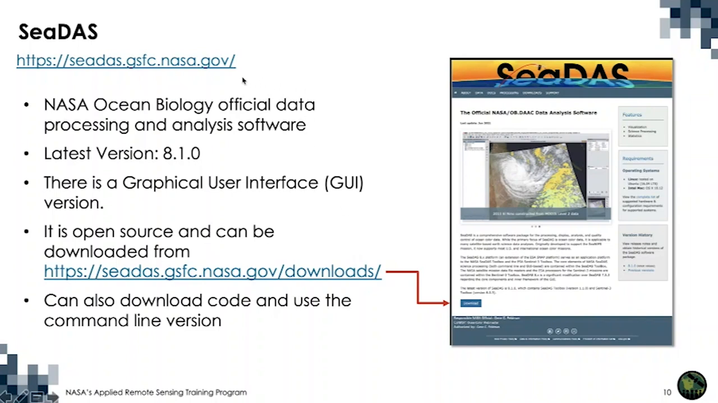So SeaDAS, here is the website with a lot of information. It's a NASA Ocean Biology Official Data Processing and Analysis Software. The recently released latest version is 8.1.0, and SeaDAS has a graphical user interface or GUI version, and one can also download code for command line version. It is open source and can be downloaded from this website given here. Here is the download button, and it is available. You can download freely from this site.